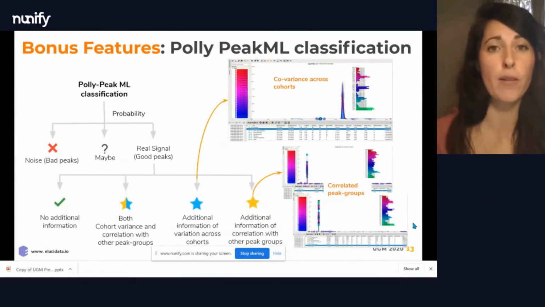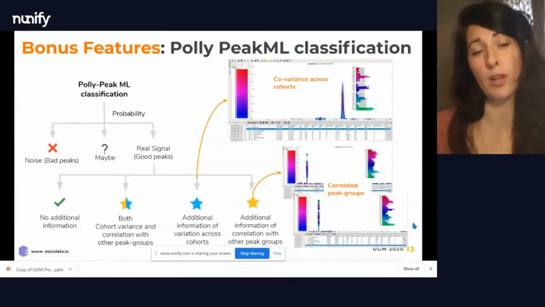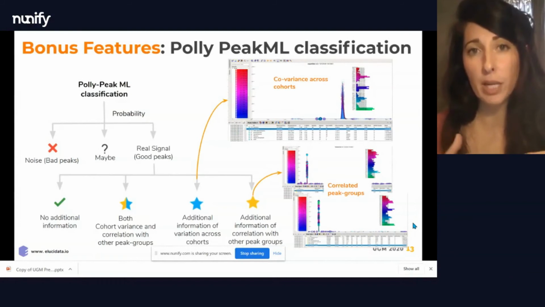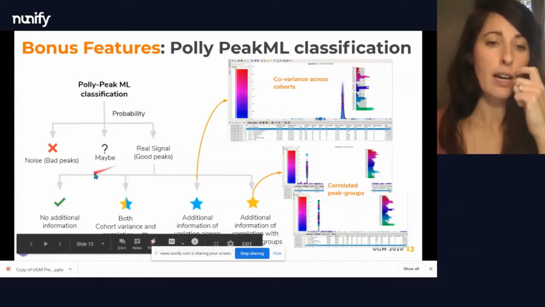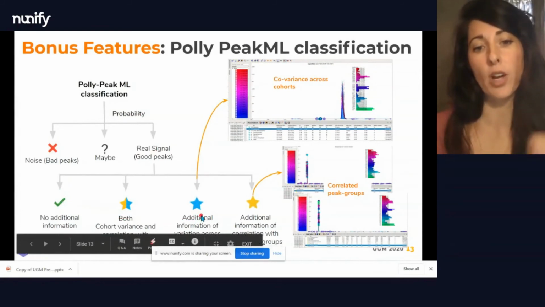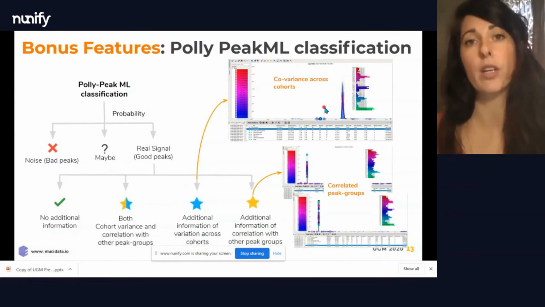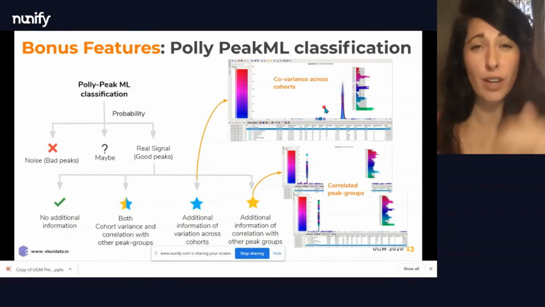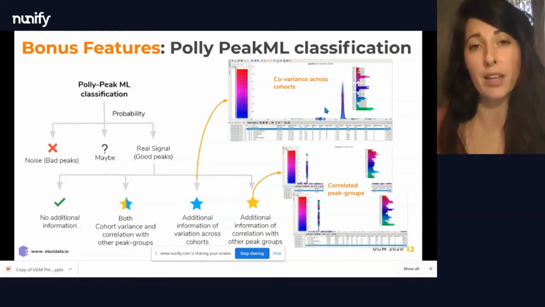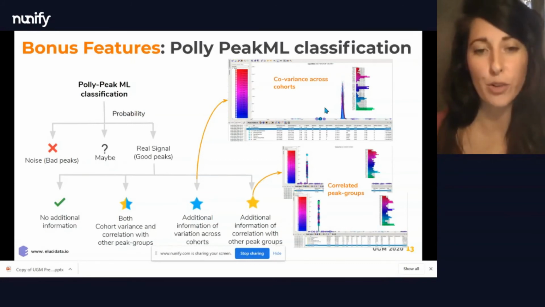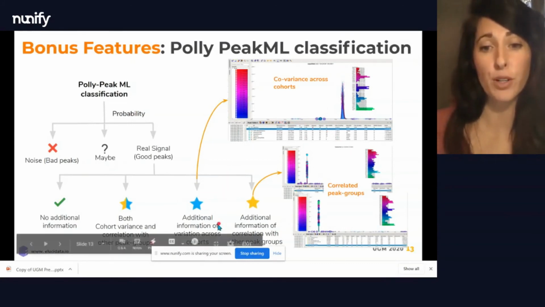So the PeakML actually does what I refer to as the second tier type of analysis. In addition to the binary good or bad, it will then ask questions and try to identify additional information, including covariance. So does this peak that it found, does the signal intensity vary across all of your samples? Because if it's varying, that means it's changing, and that could have really important impact upon the drug treatment or whatever you're looking at. And it'll flag that as a blue star.